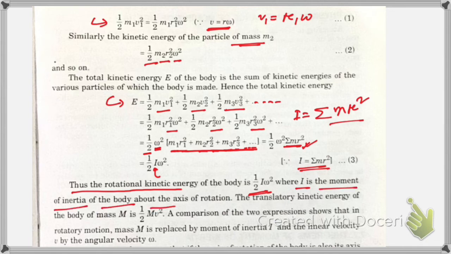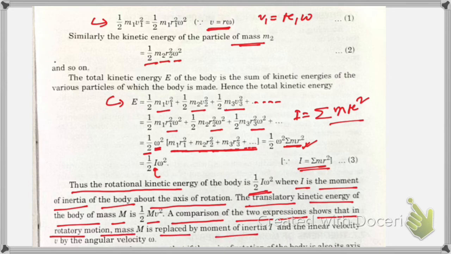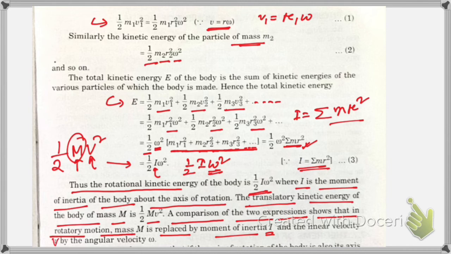The translatory kinetic energy of a body of mass capital M is half mv square, where m is the mass of the rigid body. A comparison of the two expressions shows that in rotatory motion the mass M is replaced by the moment of inertia I, and v is replaced by the angular velocity omega.